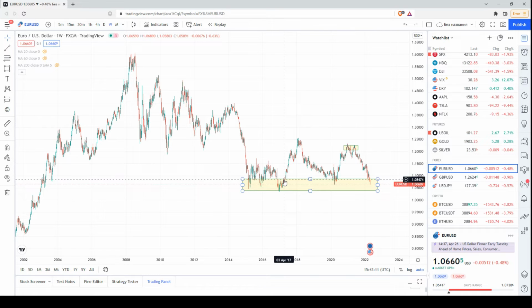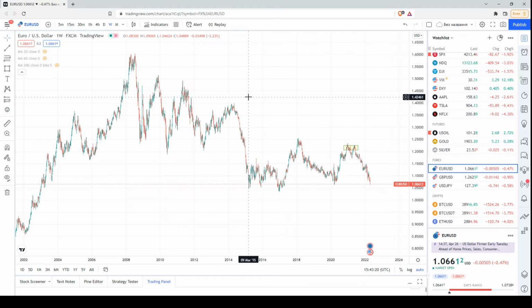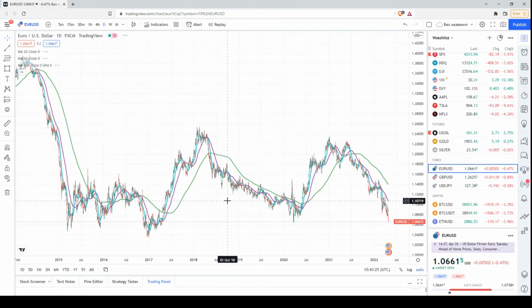So we have to be definitely very careful. Actually, I mean the bulls have to be really very careful, because it seems that the bearish pressure is resuming according to the weekly chart as well. Now let's have a look at the daily chart. This is the daily chart.